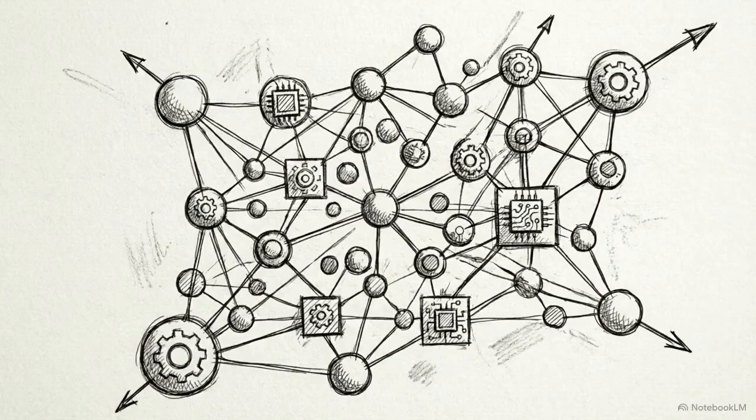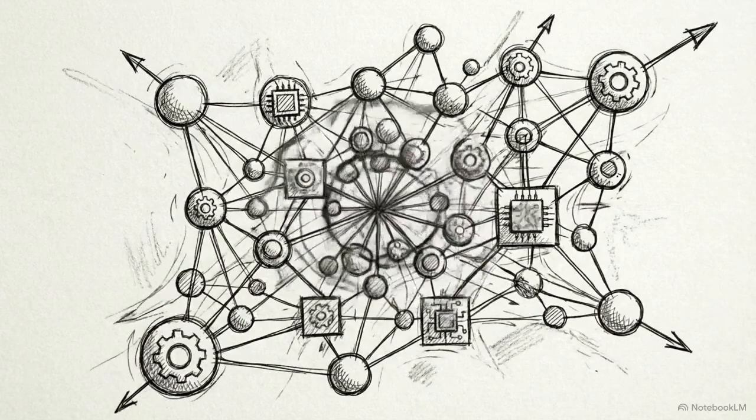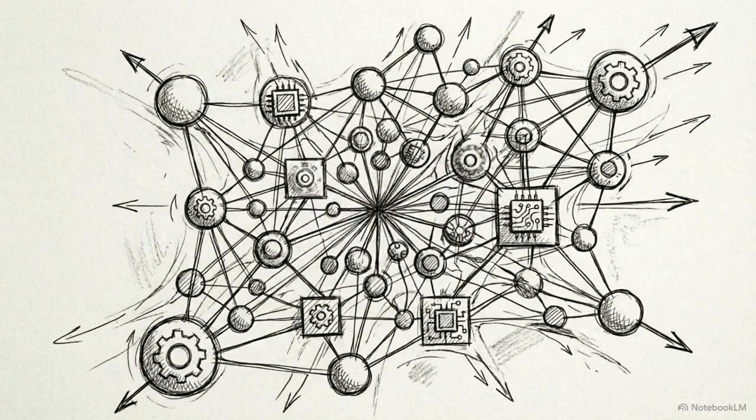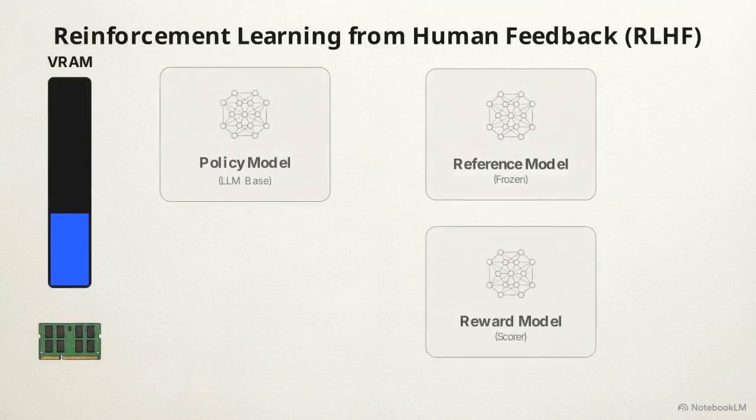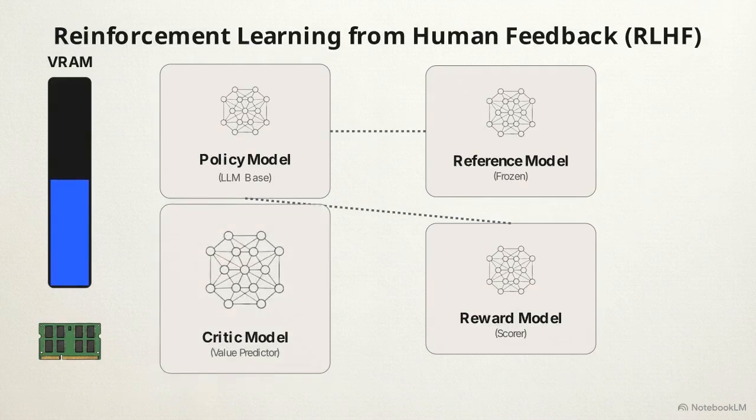Advanced reasoning models utilize reinforcement learning to evaluate their own logic, which introduces massive memory overheads to the cluster. This system architecture diagram displays standard reinforcement learning from human feedback, or RLHF. It requires a massive critic model to predict state values, effectively doubling the VRAM requirement of the system.